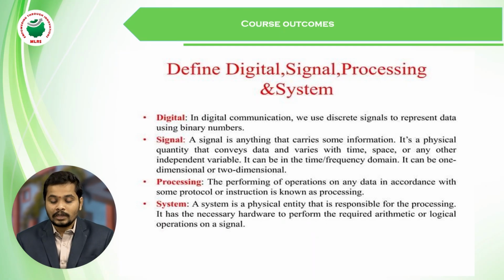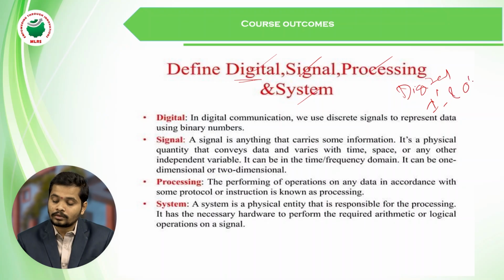So coming to digital signal processing, you have already defined signal and system. What is digital and what is processing? Processing is used to process the input signal and send it to the output. Coming to digital, what is digital? Digital is a combination of ones and zeros. A digital signal is a communication where we use discrete signals to represent the data using binary numbers.